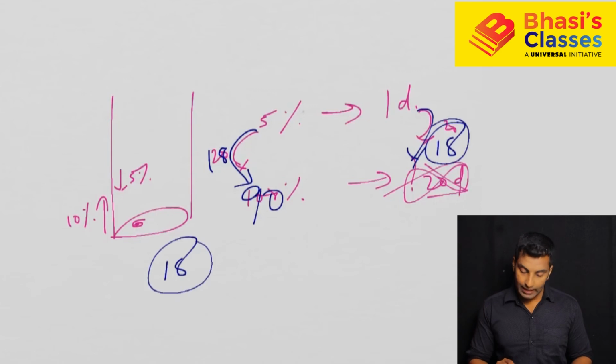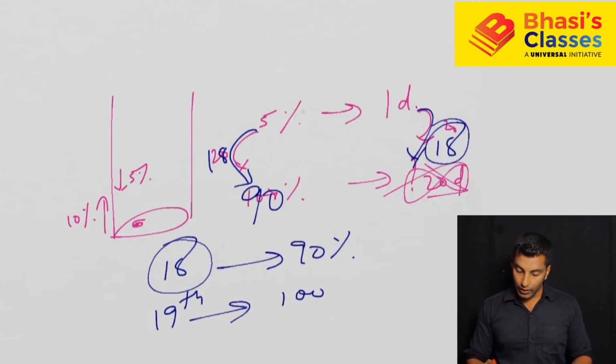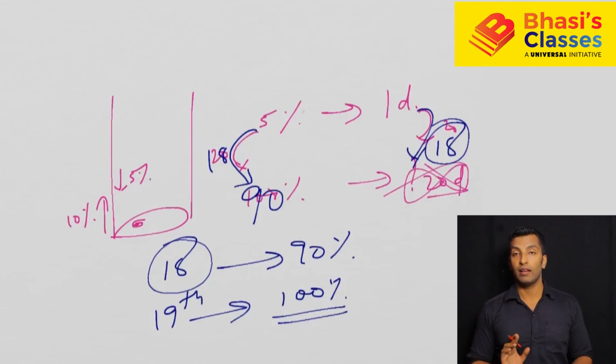So after 18 days, he will complete 90%. That's for sure. 19th day morning, what happens? He completes 10% and he'll come out of the well. So 19th day morning, he'll come out of the well. There is no possibility of thinking about evening. Don't think about evening and 20th day. So he's already come out of the well.